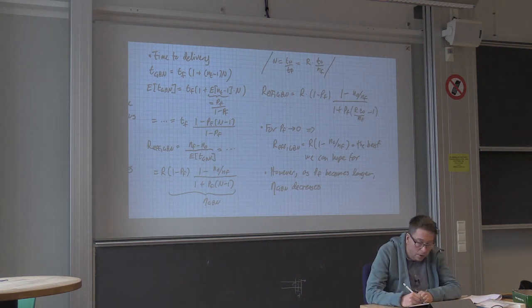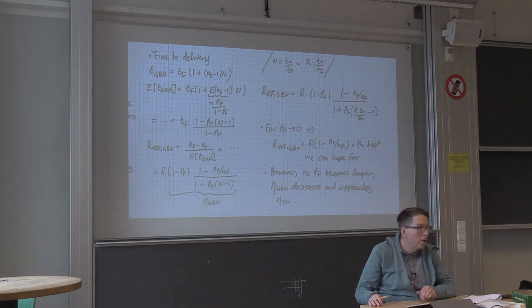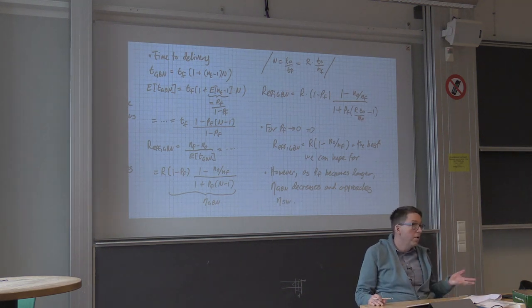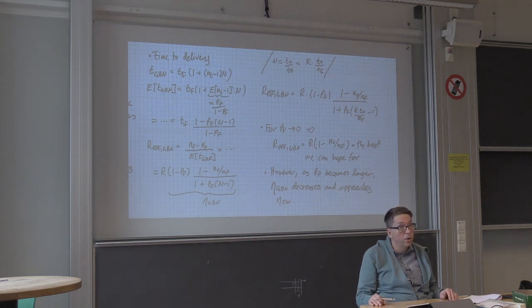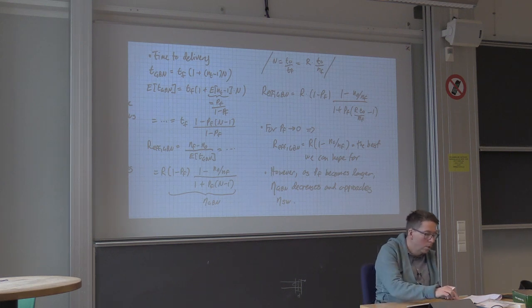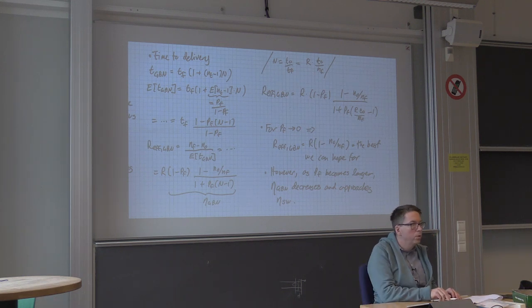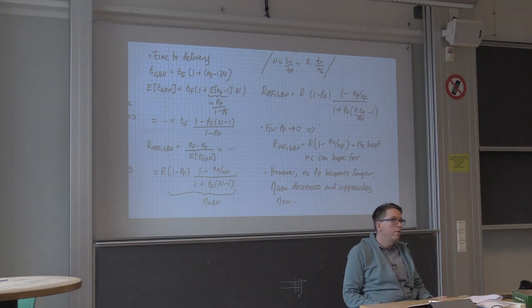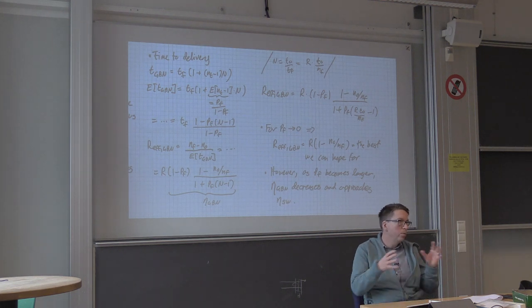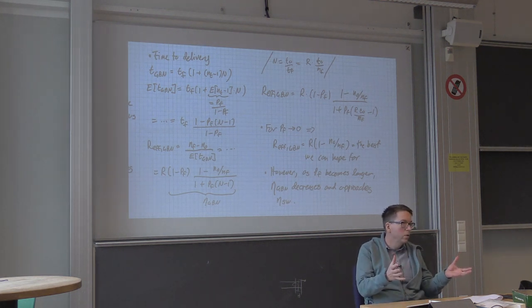So the efficiency decreases and approaches the efficiency for stop and wait. Okay. So if we have a lot of errors, it's not meaningful to go back n, because we can just as well stick with stop and wait. Okay. So what should we do then if we have a situation where stop and wait is not efficient?